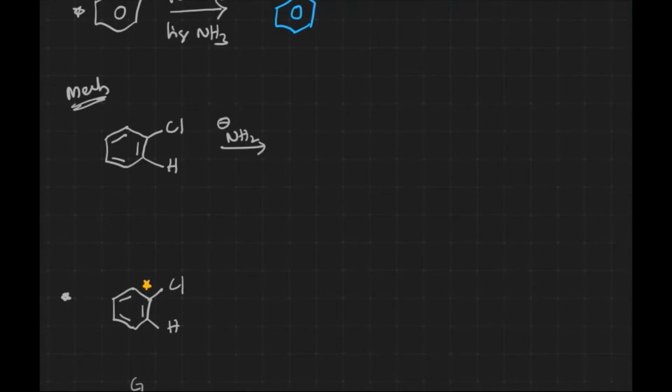The base takes out the proton. After that, what happens? Negative charge will be generated. This negative charge donates the electron to form the pi bond. Elimination of chlorine takes place. After elimination of chlorine, what happens? We'll get 3 bonds there, right? 1, 2 and this one.